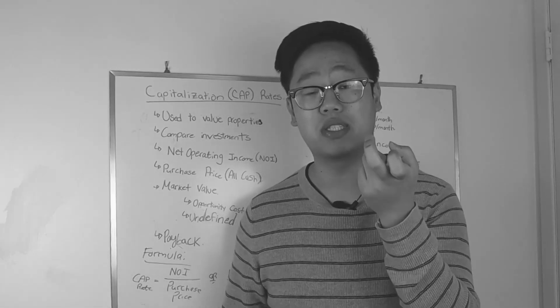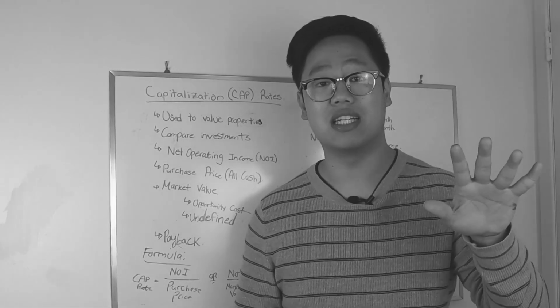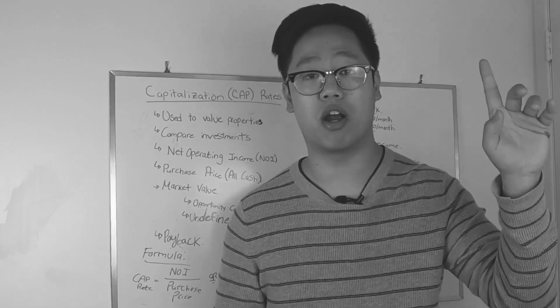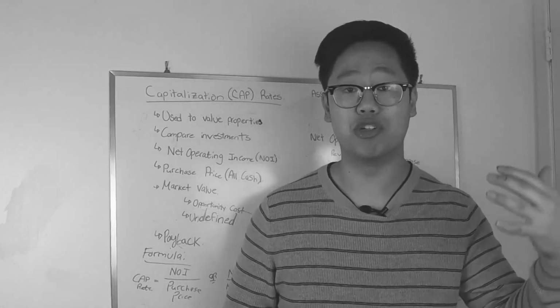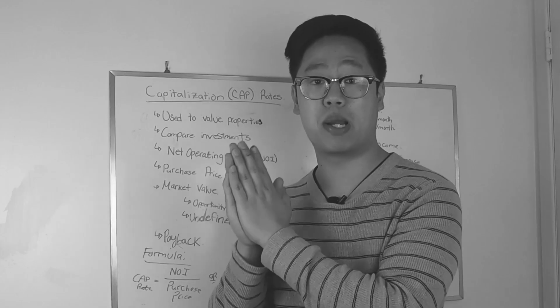You can take your 5% cap rate property, you can sell it. So you can sell that property for $200K on the market. And you can take that money and reinvest it into a 6% cap rate property.